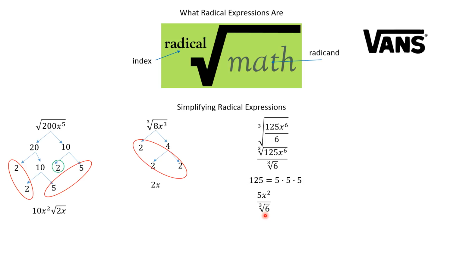So instead of multiplying just by cube root of 6, we need to multiply by the cube root of 6 times 6 to both the top and the bottom. So that's the cube root of 36, and the denominator is just going to be 6. So it ends up looking like that, 5x squared times the cube root of 36 over 6.